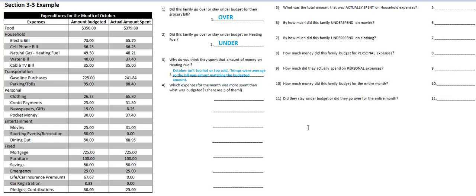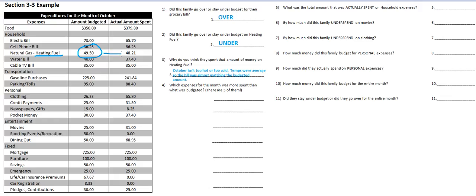So you write a little something right there. Because let's think about it. When we're talking about heating the house or heating the apartment, you're not going to heat it during July or August, maybe not even during September. But you will definitely heat it in January and February, and you might actually go over budget during those months.